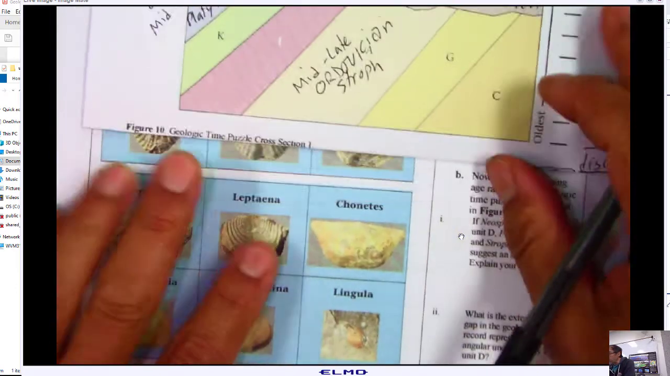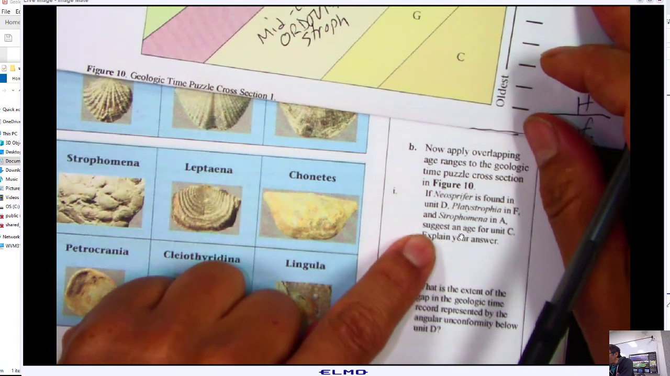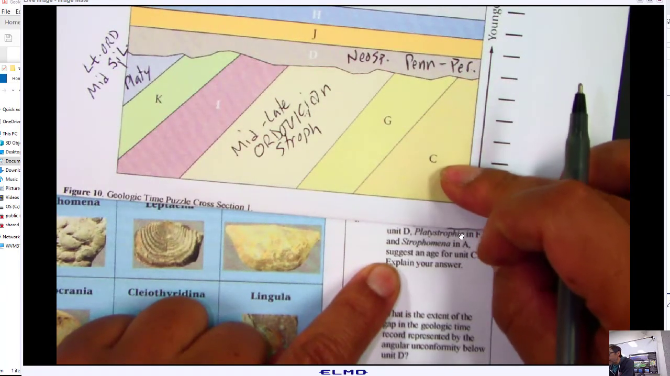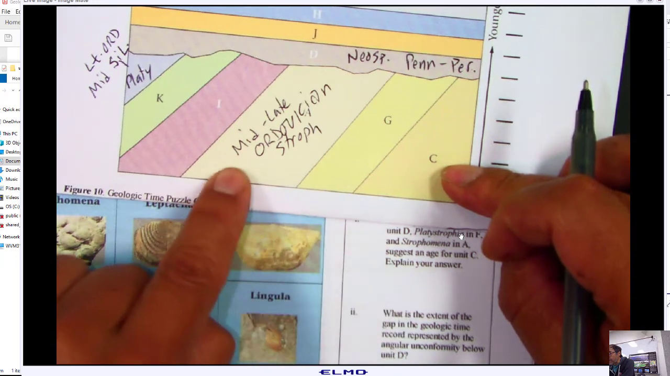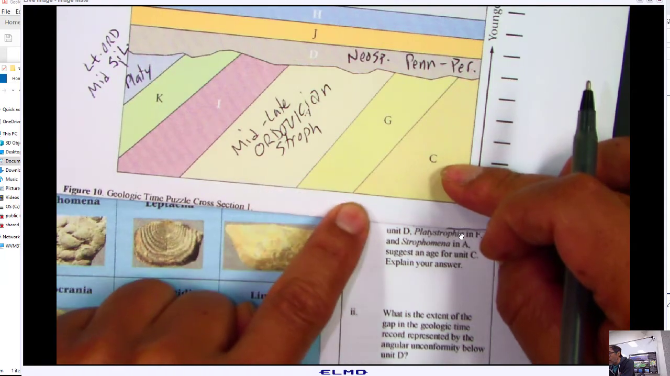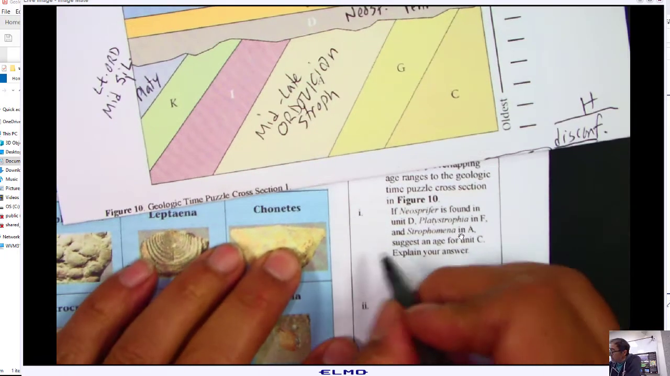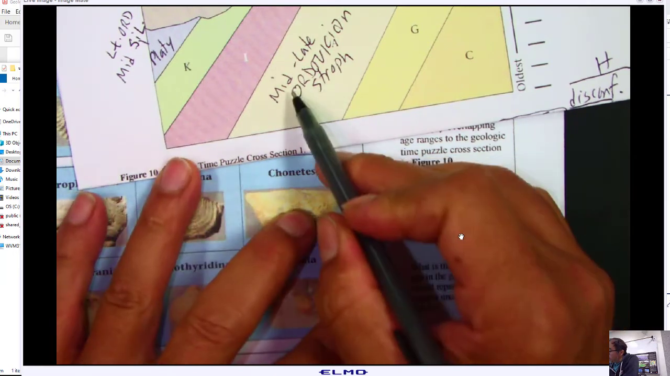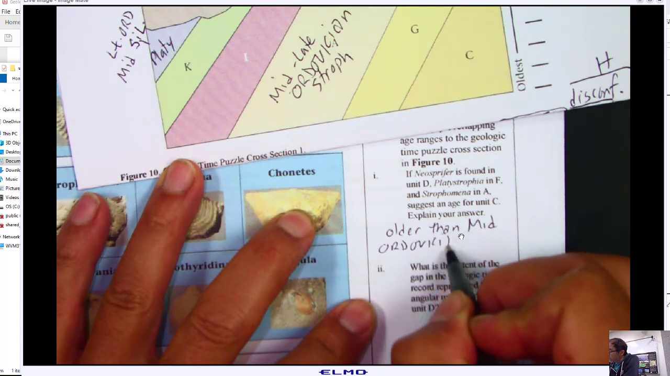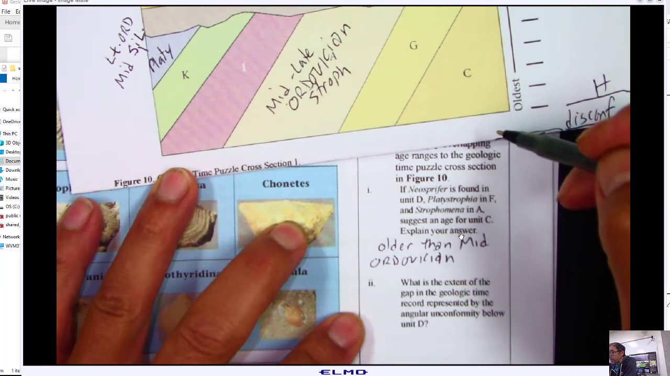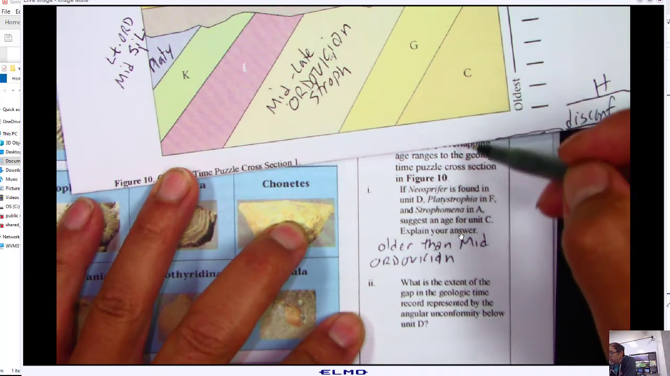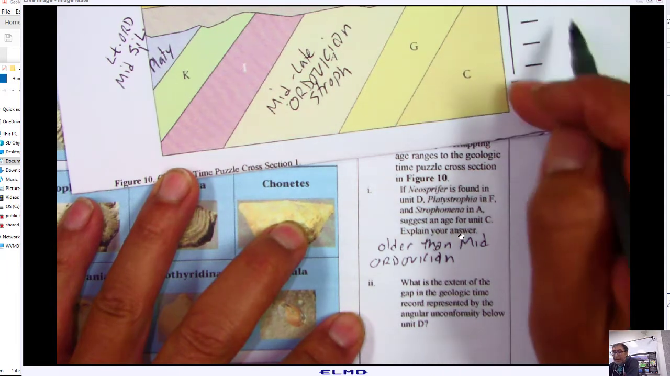So they're asking us now the age for unit C. So unit C is older, right? Because that's Ordovician Silurian. This is Ordovician. So all we can say here is that it's older than mid Ordovician. That's all we can say, because we have nothing to bracket this unit underneath there, right? So it could be Cambrian, it could be Precambrian. We don't know, right? But all we know, it's older, because we have nothing to bracket it on the bottom.